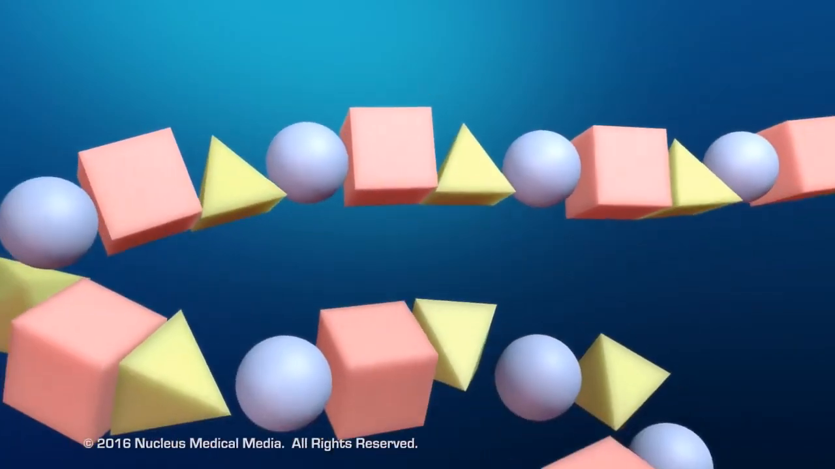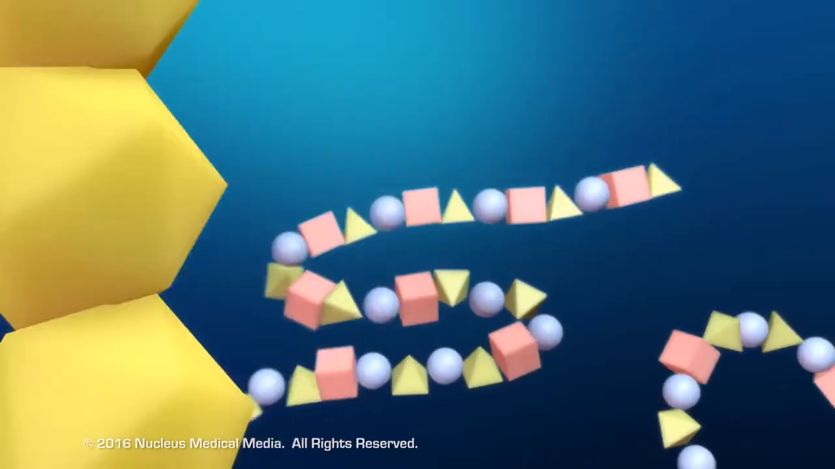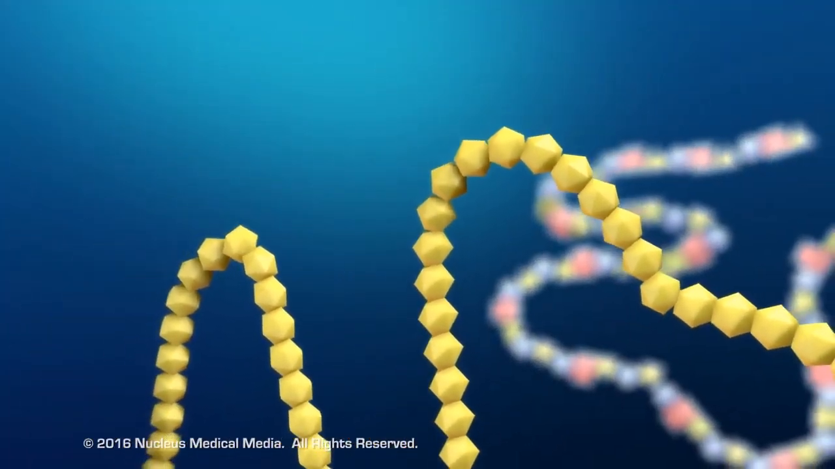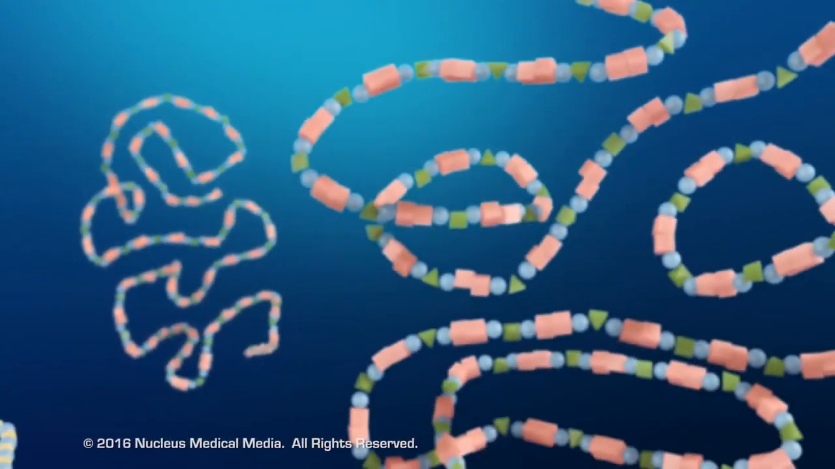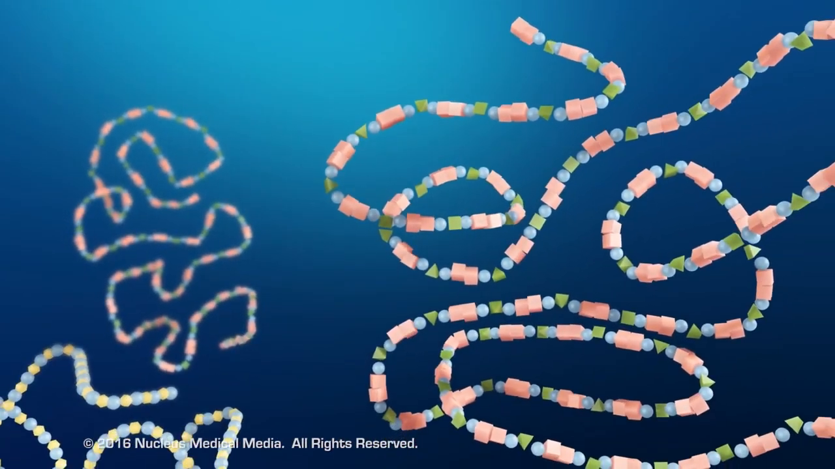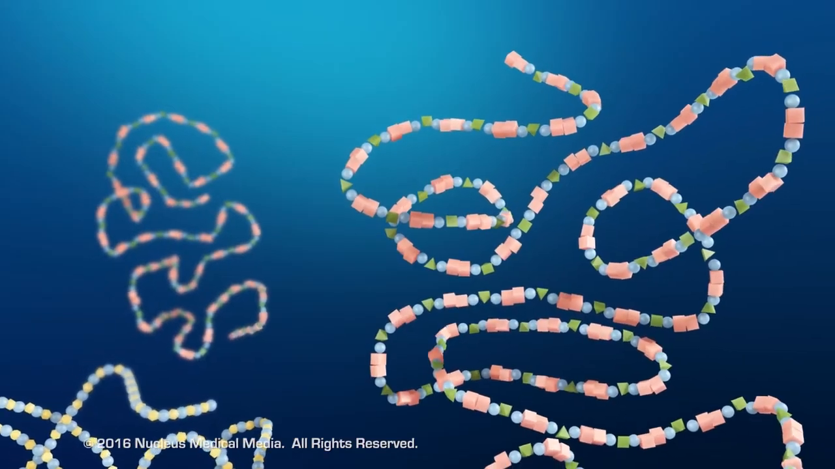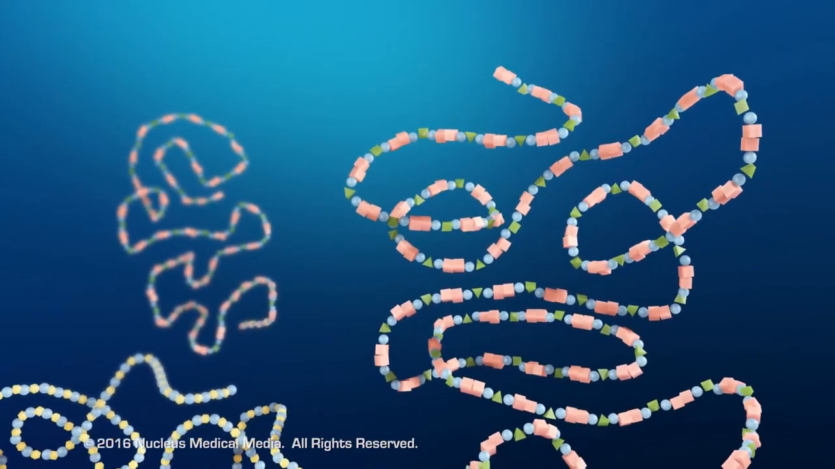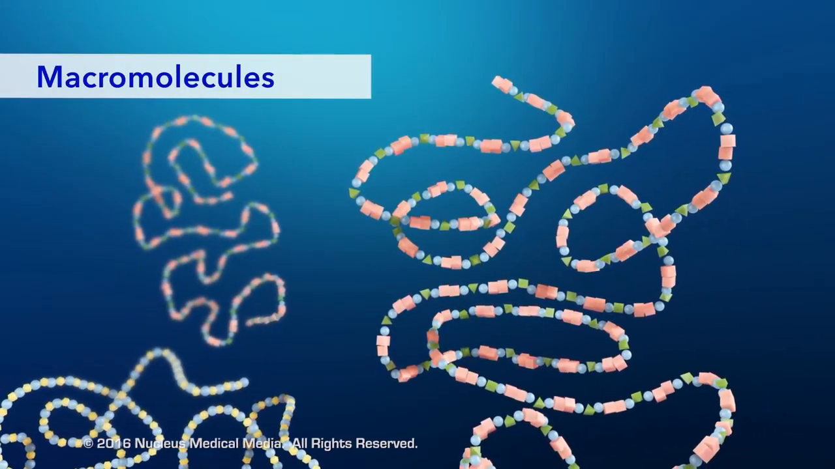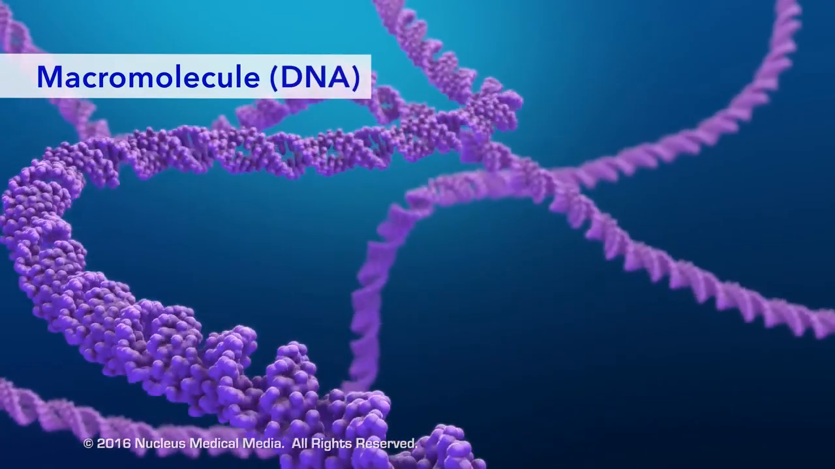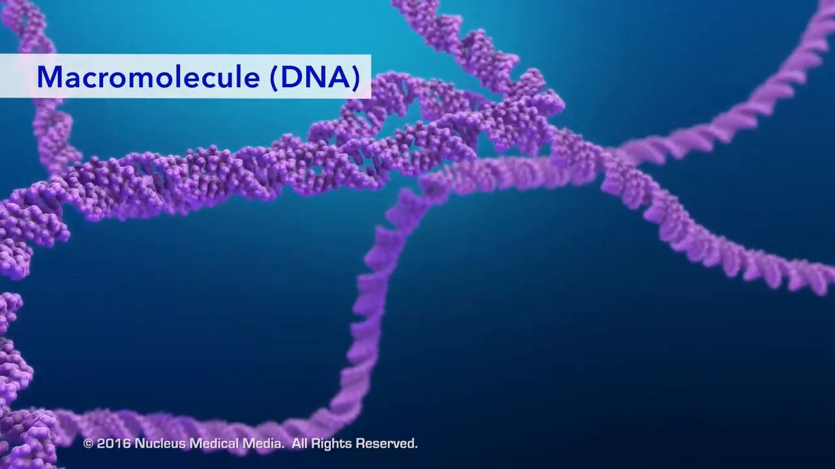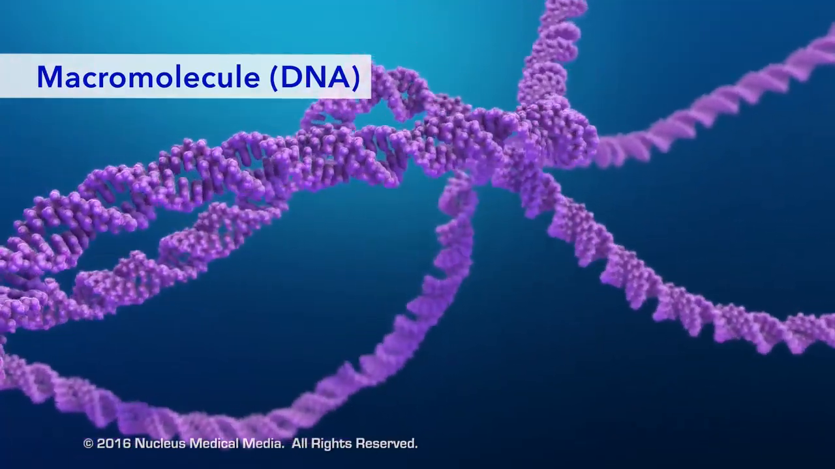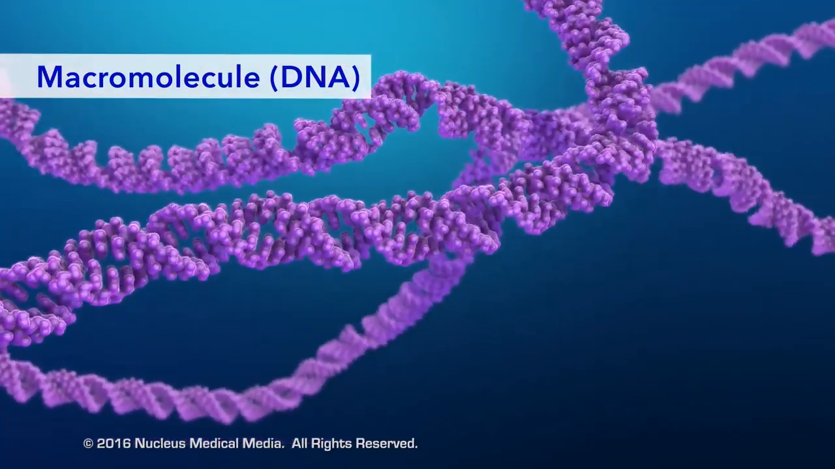Polymers may be made of different monomers or repeating units of the same monomer. Many organic polymers in the cells of living organisms are such large molecules that they're often referred to as macromolecules. DNA is an example of a macromolecule. Macromolecules can contain hundreds or even thousands of atoms.